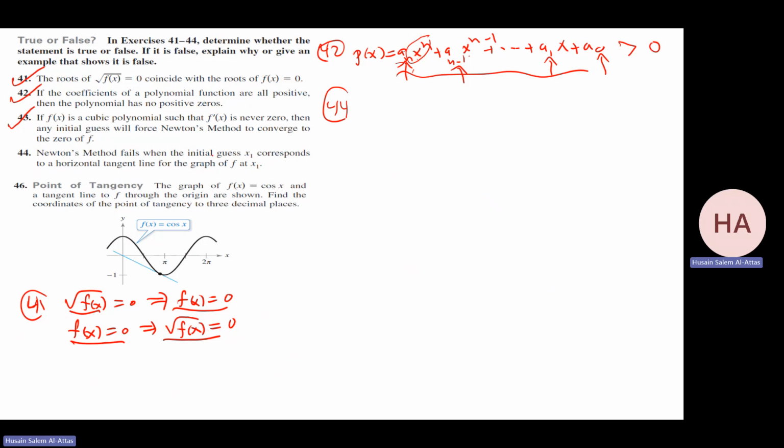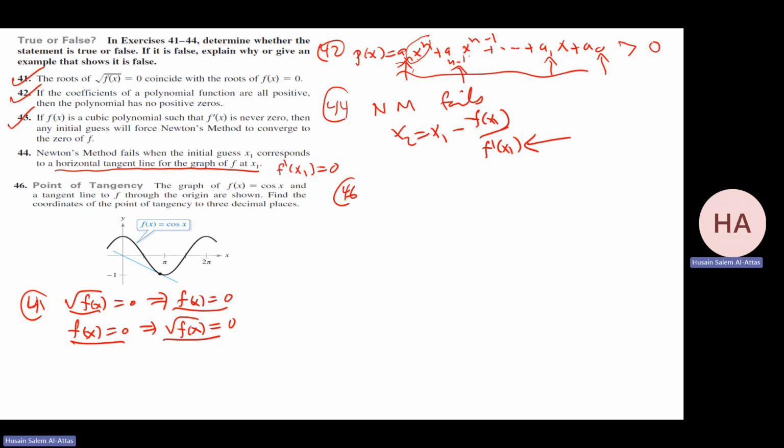Newton's method fails when the initial guess corresponds to a horizontal tangent. Horizontal tangent means what? f prime is equal to 0, which we know that Newton's method will fail. Problem here.